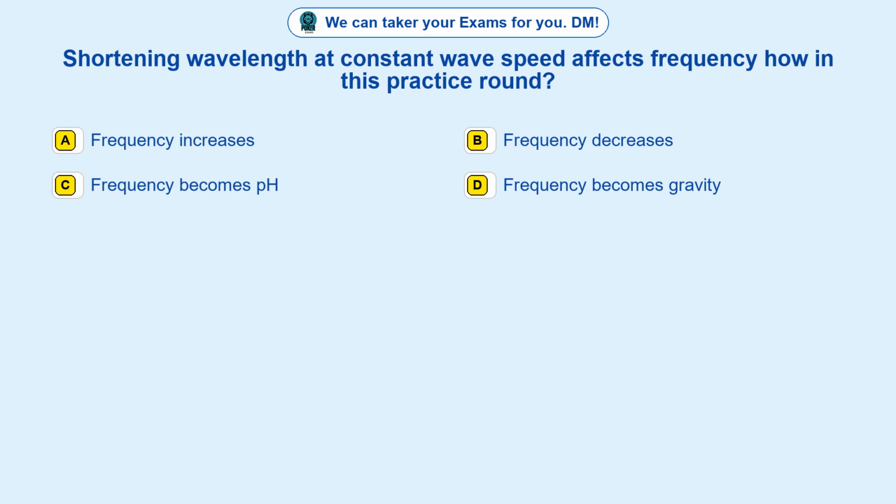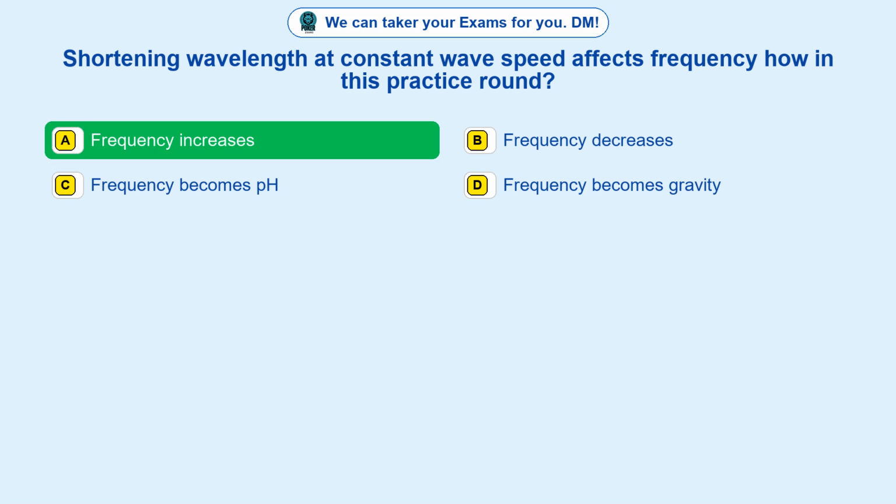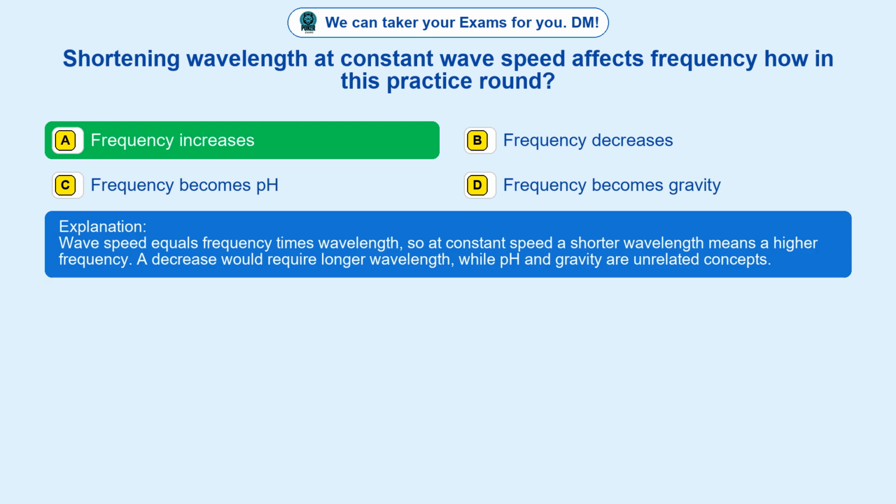Question 68. Shortening wavelength at constant wave speed affects frequency how in this practice round? Option A, frequency increases. Option B, frequency decreases. Option C, frequency becomes pH. Option D, frequency becomes gravity. The correct answer is option A. Frequency increases. Wave speed equals frequency times wavelength, so at constant speed a shorter wavelength means a higher frequency. A decrease would require longer wavelength, while pH and gravity are unrelated concepts.